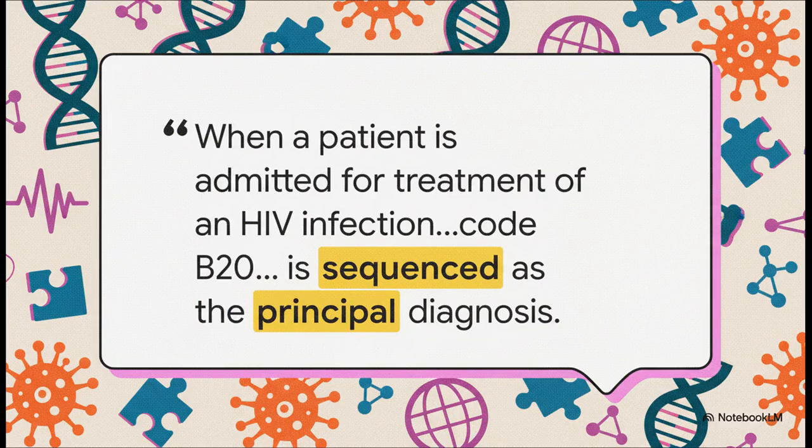Now, on the flip side, when a patient is confirmed to have an HIV-related illness, maybe an opportunistic infection, that B20 code moves right to the front of the line. It becomes the principal diagnosis, the main character of the story, framing everything else that's going on with that patient.